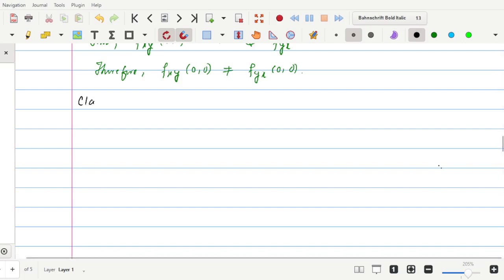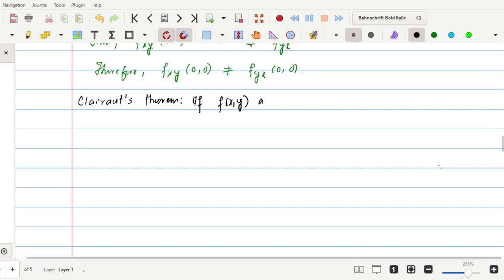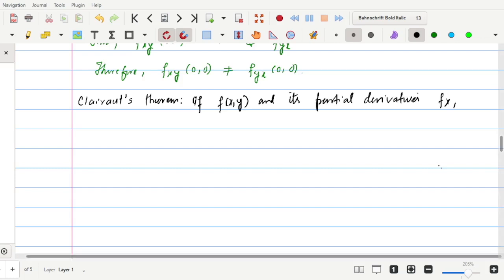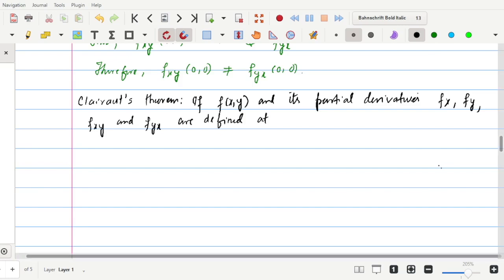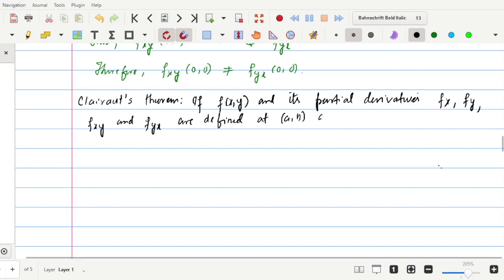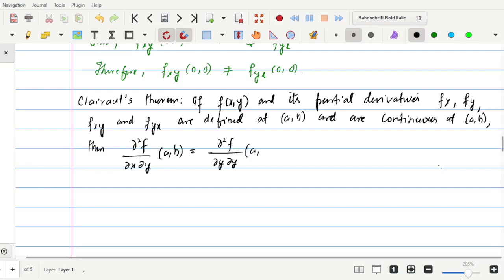So we have the Clairaut theorem here. The theorem states that if a function f(x,y) and its partial derivatives f_x, f_y, f_xy and f_yx are defined at a point (a,b) and are continuous at this point (a,b), then the mixed partial ∂²f/∂x∂y at (a,b) is equal to ∂²f/∂y∂x at the same point (a,b).